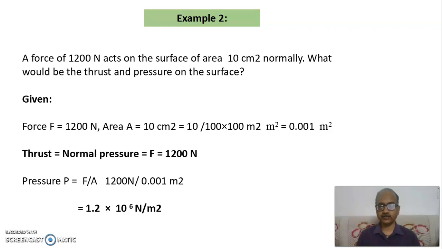So force is 1200 Newton, pressure is equal to force upon area, that is equal to 1200 Newton upon 0.001 meter square. If you divide here, 1200 is divided by 0.001, decimal removed from the denominator, 3 zeros will increase in the numerator, it will become 12 and 5 zeros. That can also be written in standard form as 1.2 into 10 power 6 Newton per meter square or pascals.